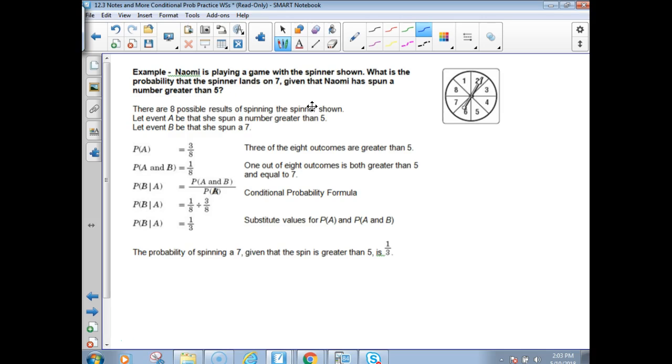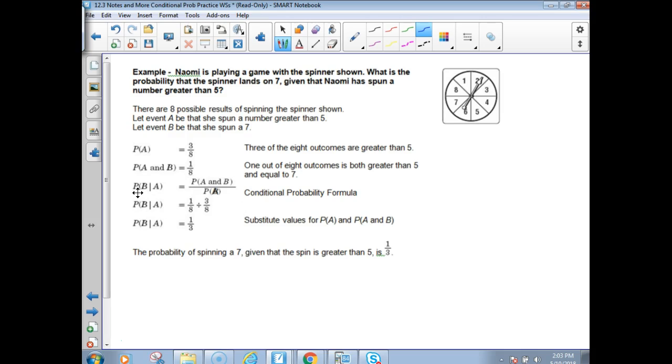There are 8 possible results on the spinner shown. Let event A be that she spun a number greater than 5. Well, there are 3 numbers out of 8 that are greater than 5. That's where they got the 3/8. Let event B be that she spun a 7. There's only 1 number out of 8 that is a 7.